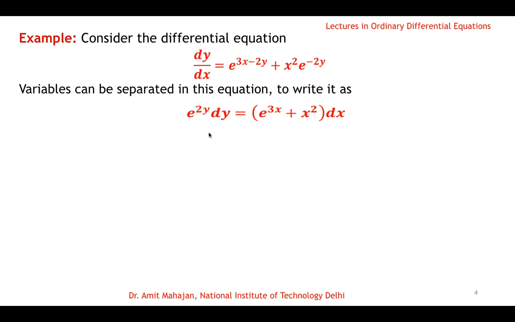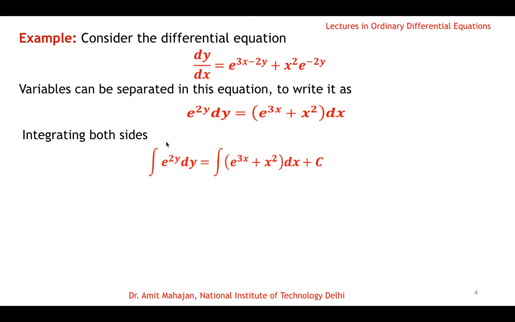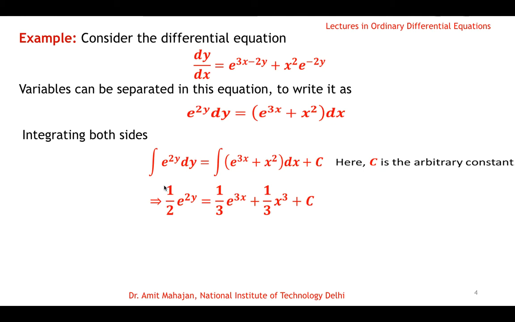So the y variable is on one side and the x variable on the other side; the variables are separated. The next step is that you simply integrate both sides, adding a constant of integration, an arbitrary constant. We know the integral of e^(2y) dy is e^(2y) by 2. Similarly, e^(3x) over 3, and the integration of x squared is x cubed by 3. So you simply integrate, and this is your general solution for this differential equation.